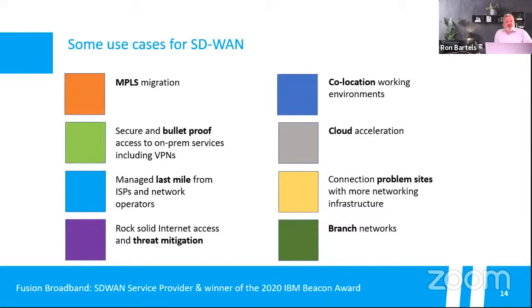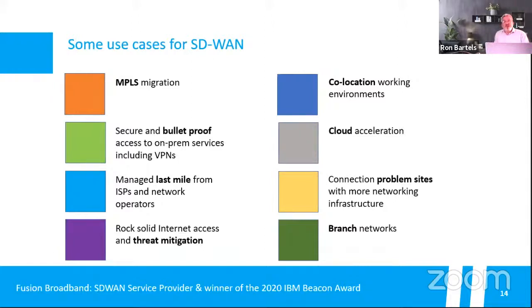The next thing is that if you've got something that is on-prem, for example, if you are providing services on-prem, like on-prem servers or on-prem VPNs, and you want bulletproof access to it that never goes down, you can do that with SD-WAN. From an ISP, you can actually implement managed last miles for customers.